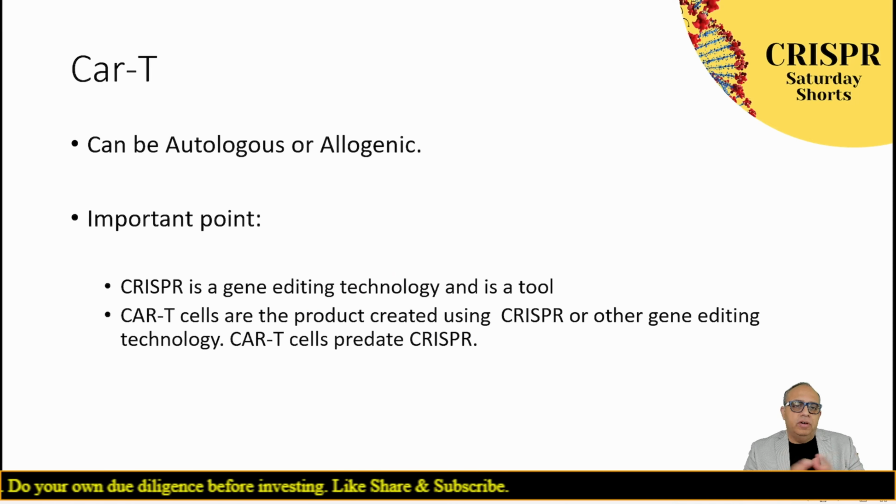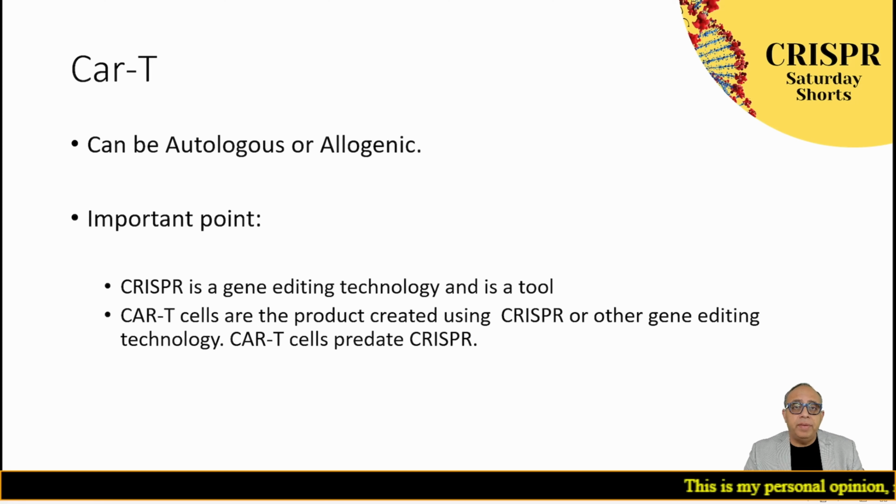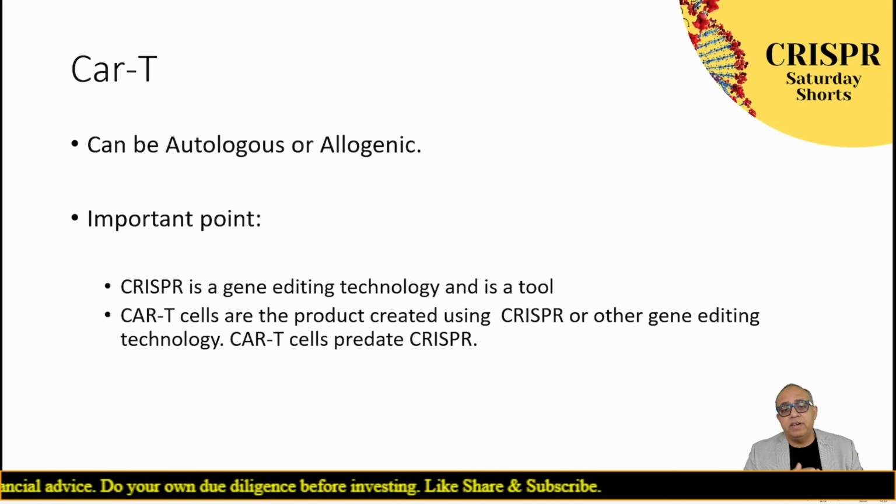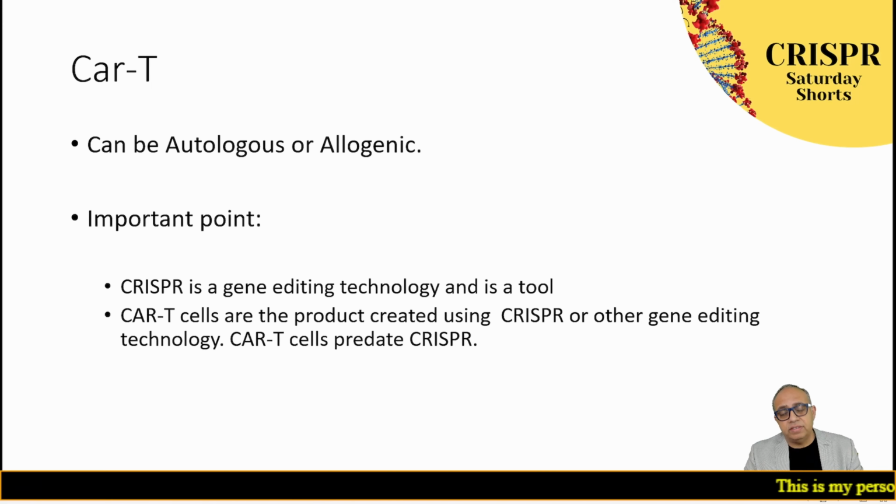So just to recap the key points for CAR T, you can have CAR T therapy either autologous or allogenic. CAR T can be made using CRISPR-Cas9 or other gene editing technologies. The most important point is that CRISPR is a gene editing technology and a tool, whereas CAR T cells are products created using CRISPR or other gene editing technology. CAR T cells predate CRISPR. So this is what we need to remember as investors.